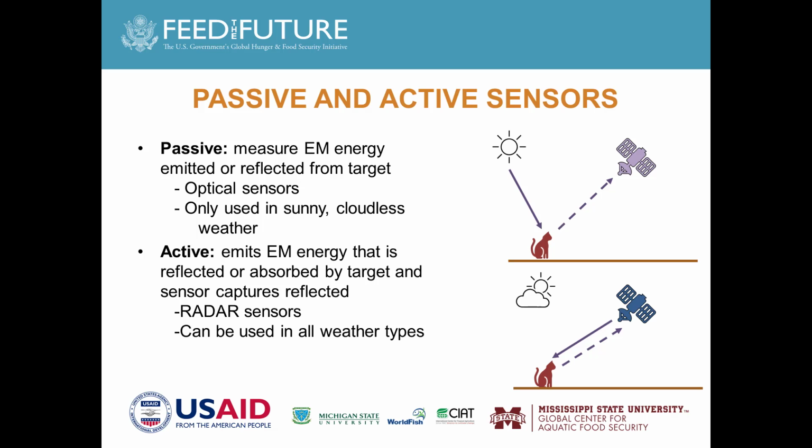Whereas an active sensor emits its own electromagnetic energy that is then reflected or absorbed by a target, and then the sensor captures what is reflected. So these are all radar sensors, and a huge benefit of these is that they can be used in all weather types. You can see in the bottom diagram that our sun is blocked by a cloud, and so this satellite, it's an active satellite, so it is producing its own electromagnetic energy. Some of it is then reflected by the orange cat and captured by the sensor on the satellite.